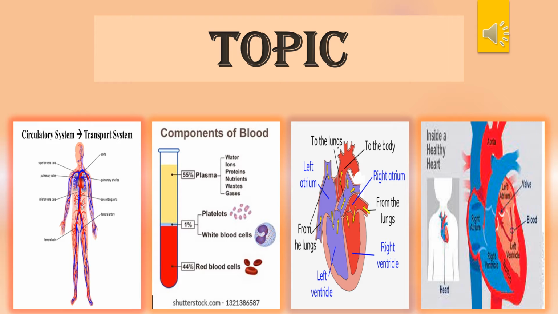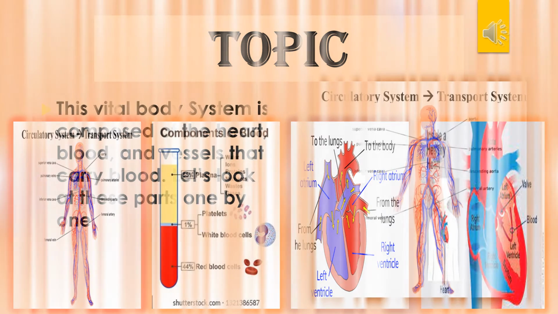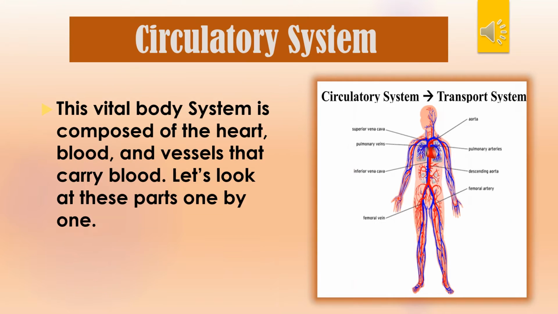Dear students, our topic is the circulatory system. Our circulatory system, the vital body system, is composed of the heart, blood and vessels that carry blood. Let's look at these parts one by one.